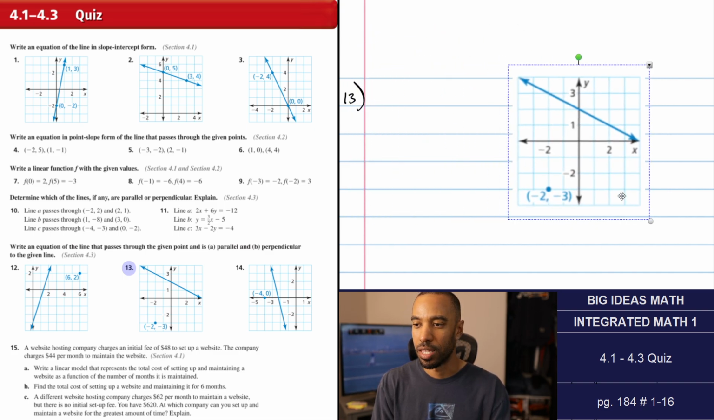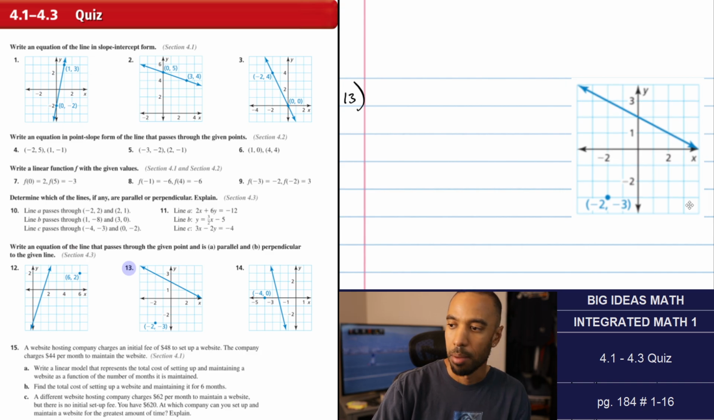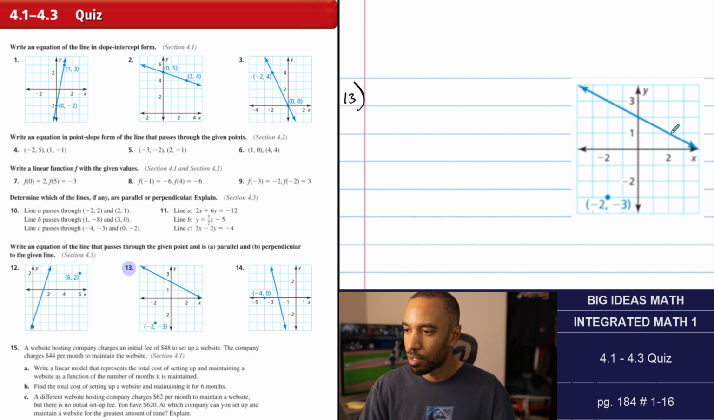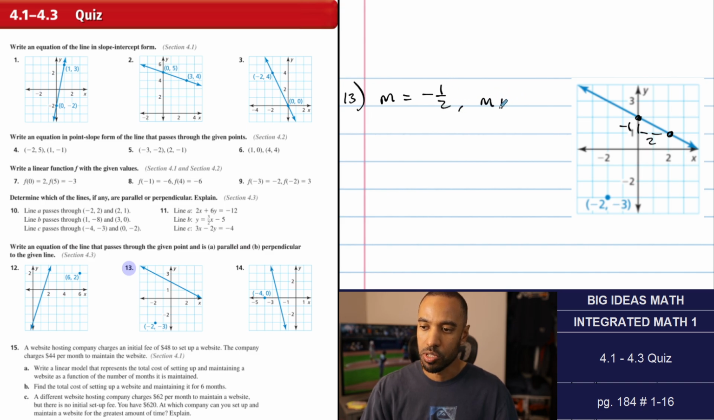I'm looking at a slope of this one of down 1 and right 2, negative 1, right 2. So the original slope is negative 1/2. The opposite reciprocal slope, flip that to 2 over 1 and make it positive, so 2. So part A, let's do parallel.